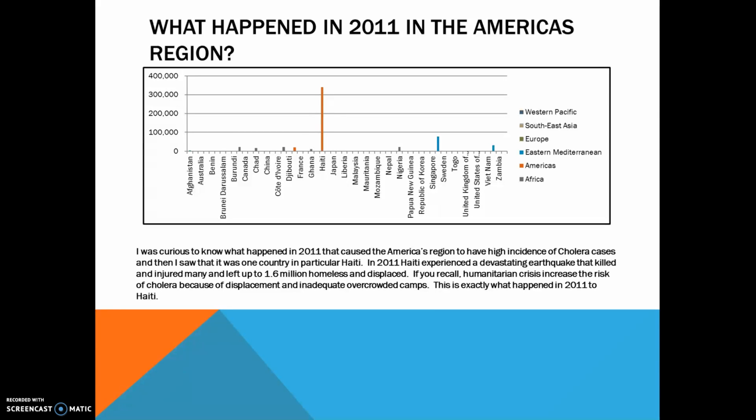So as you may recall, Haiti experienced a devastating earthquake that killed and injured many and left up to 1.6 million homeless and displaced. If you recall, the humanitarian crisis increased the risk of cholera because of displacement and inadequate overcrowded camps. This is exactly what happened in 2011 to Haiti.